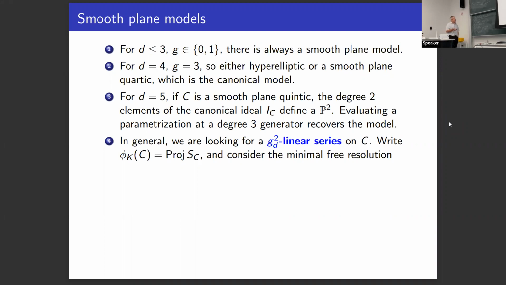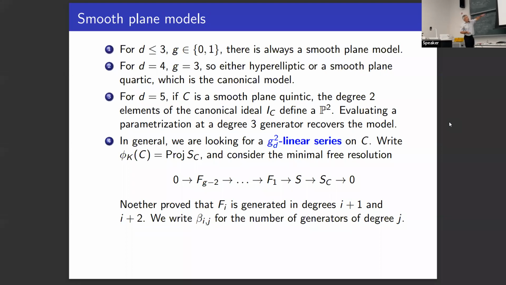And if we write S_C for the coordinate ring of the canonical model, then we can consider the minimal free resolution of this ring. And a slight refinement of Noether's theorem that I cited before tells us not only that F1 is generated by degrees 2 and 3, but that each of these components in the minimal free resolution is generated only in 2 degrees, i+1 and i+2. And the number of generators of each degree is called the graded Betti number. So we'll denote these by beta_ij. What Noether's theorem is saying is basically that they're all 0 unless j is i+1 or i+2.